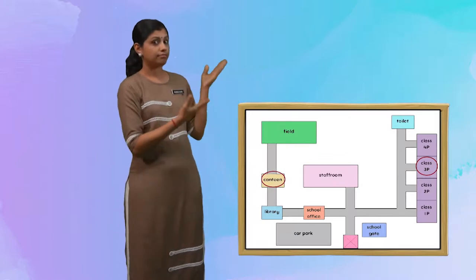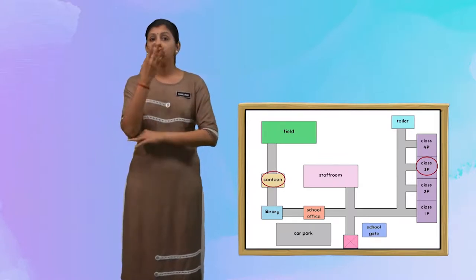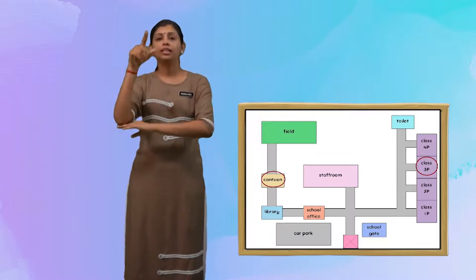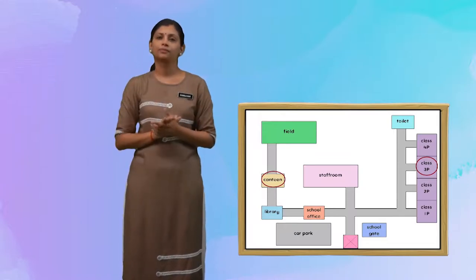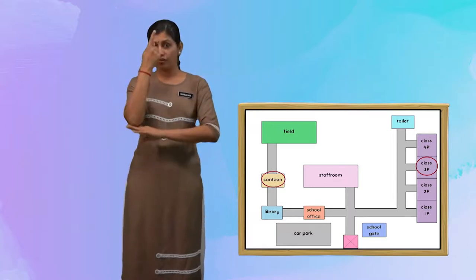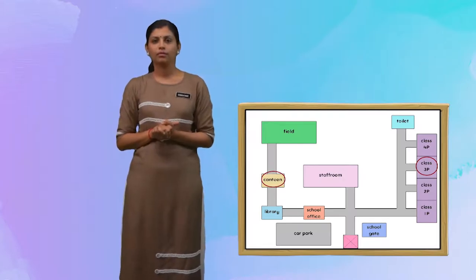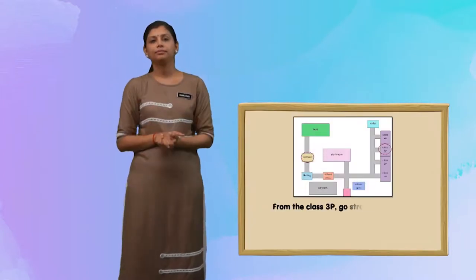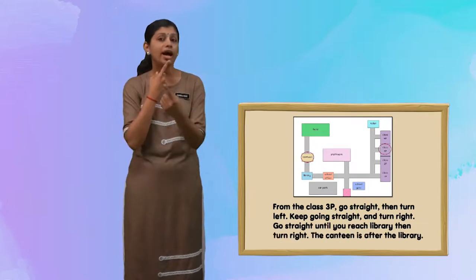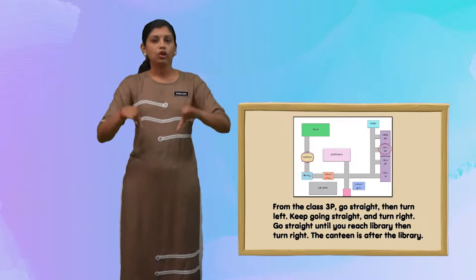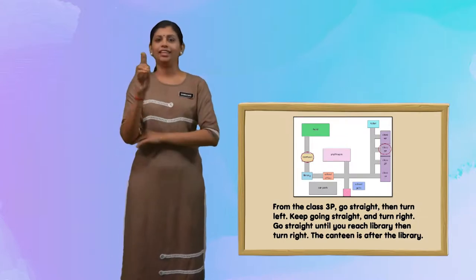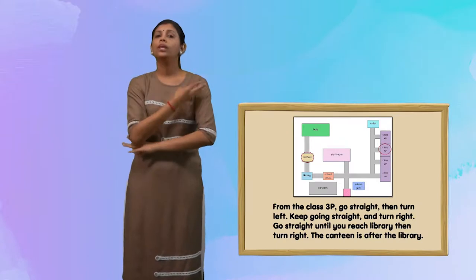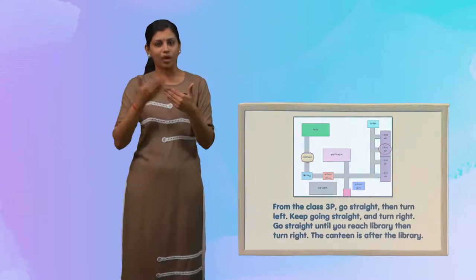Look at this map. Now, you tell me how will you go from class 3P to the canteen? I shall wait for your answer. Done? Good! Here is the answer. Please compare your answer with mine. Then you do the correction if needed. Finished? Very good! Okay, now we are done with the easy one.